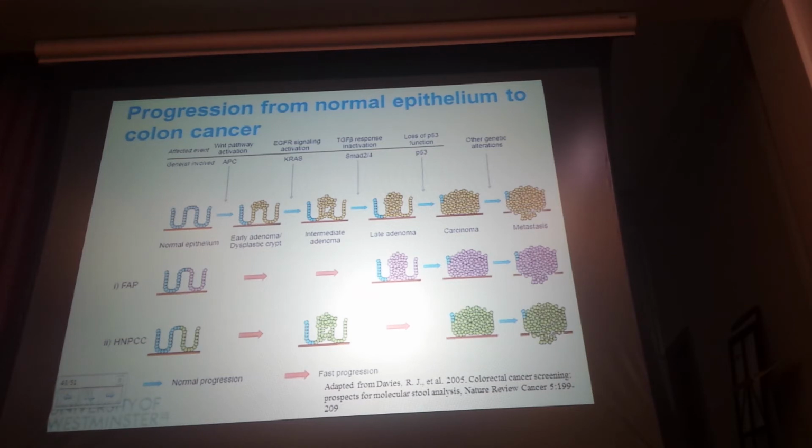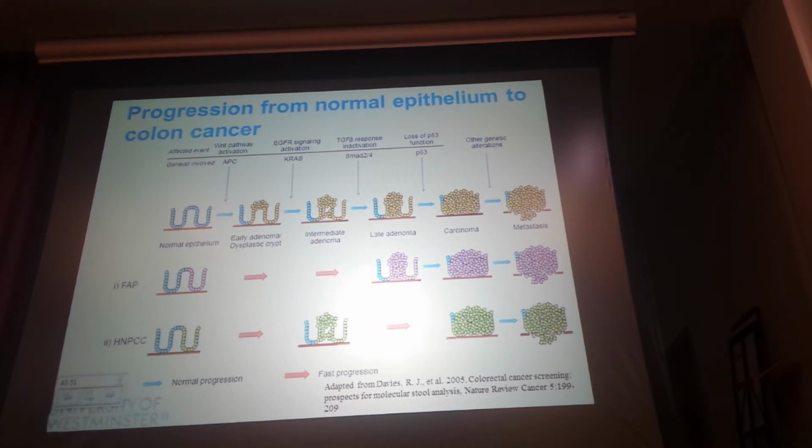And the reason why is because when it's in the sporadic context, you need to acquire all of these different genetic changes in the cells before it becomes really malignant. So you see at the beginning, you have a mutation in APC, and you only have an early adenoma, so it's a benign tumor. And then you acquire another mutation in a KRAS gene, which is one of these genes involved in cell signaling.